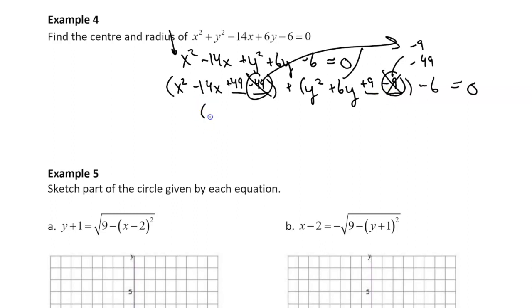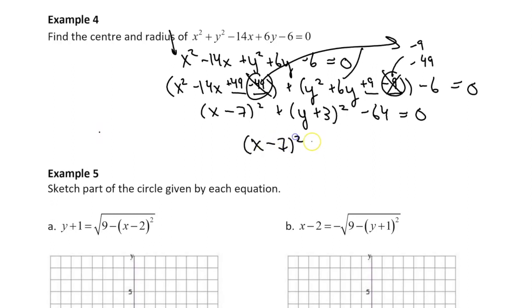And so we'd have x minus 7 squared plus y plus 3 squared, and then negative 9, negative 49, and negative 6 could all be joined together. If we join that, what do we get? We get negative 64 equals 0. And look at this, we're just about done. So if we have that negative 64 over there, we can add it on to the other side, and we should be able to answer everything that we want for this.